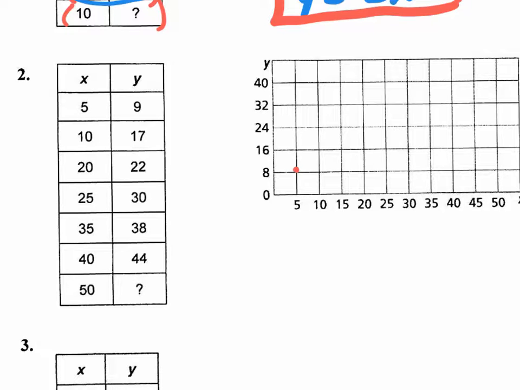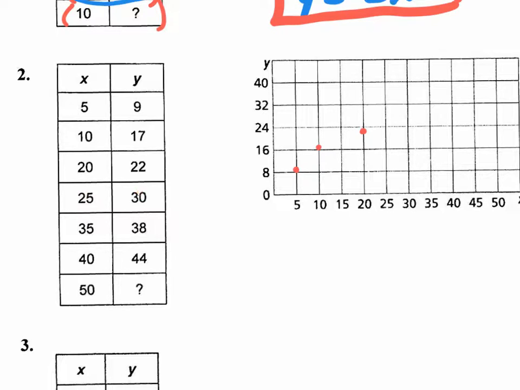And then let's go to the next coordinate, 10, 17. So you're going to go 10 on the x and 17 slightly above the 16, right? Like practically touching, just slightly above it. And then we go to the next one, 20, 22, 20 on the x, 22 on the y. Okay, so 22 is pretty close to 24. Definitely way more than halfway, but not actually at 24. 22 is a little bit less than 24, so plot it right there.